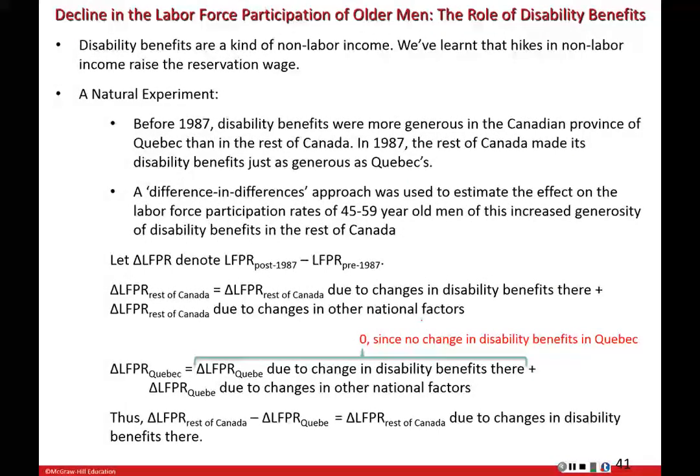Let's look briefly at the decline in the labor force participation of older men. Remember, I showed you early on in part one of this two-part lecture that between 1900 and 2010, the labor force participation of males older than 65 has sharply decreased. And one theory is that disability benefits have played a role. So disability benefits are a kind of non-labor income.